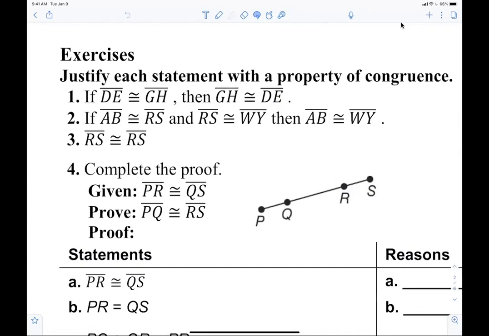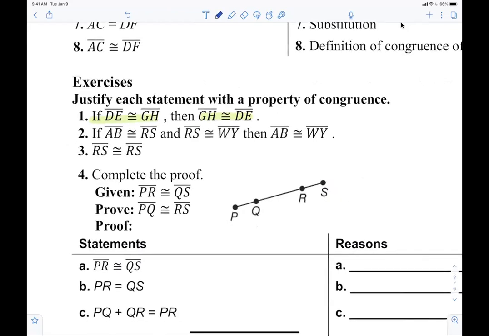Now, these are just properties. They just want to make sure you're familiar with that. If I ask you about number one, if DE is equal to GH, then of course GH is congruent to DE. Does everybody agree with that? All right, now that was a specific property. Does anybody remember the property for that? Symmetric. That is very good. Symmetric property of congruence.